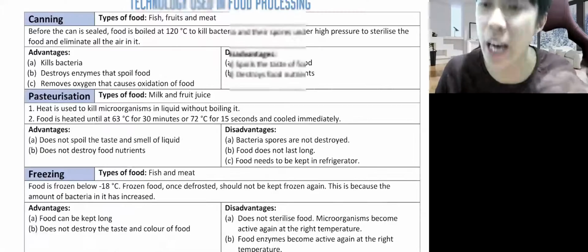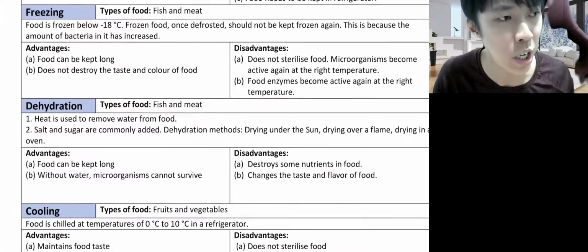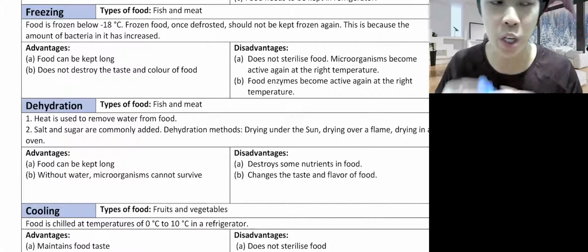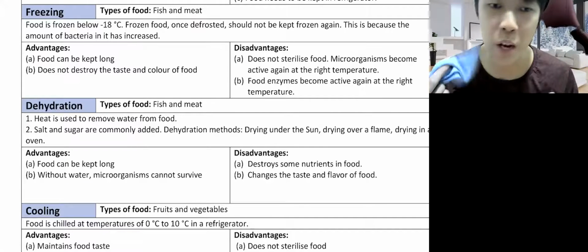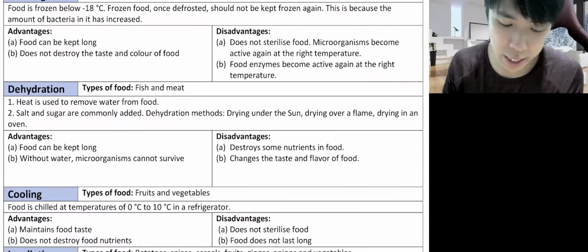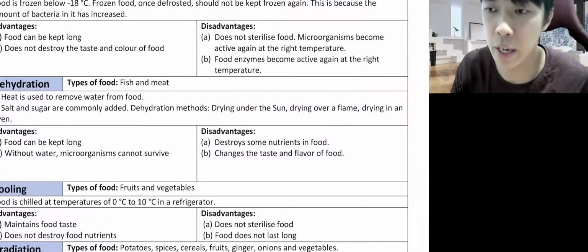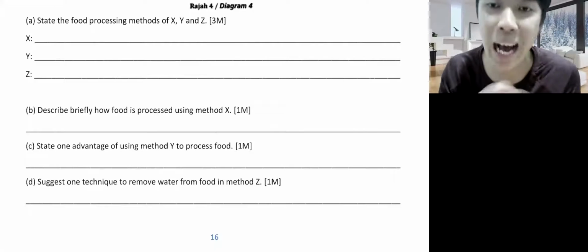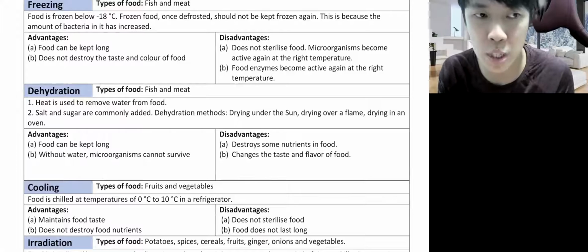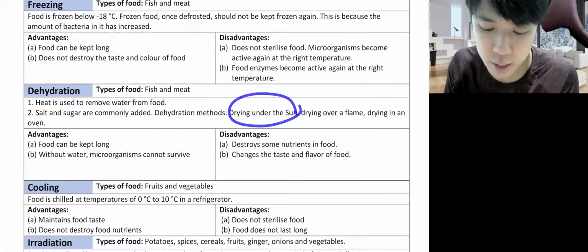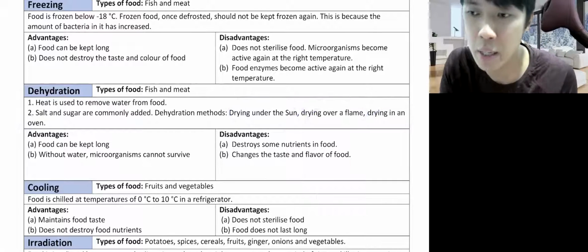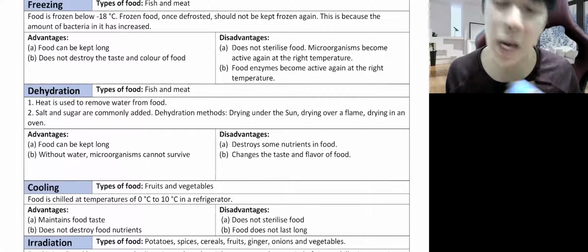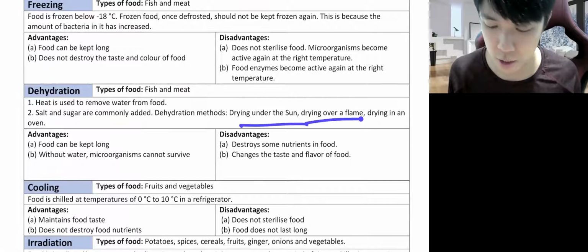Technique, okay, I know it's dehydration, but how? Dehydration usually has a few methods. We use heat to dry, but what kind of heat? We have a few types. Let me look at the question again: suggest one technique. That means how. Heat, we all know, but how to use the heat? Dry it under the sun, for instance, drying over a flame, or drying in an oven. You get what I mean? Of course dehydration uses heat, but how? That's called one technique. So there you go.